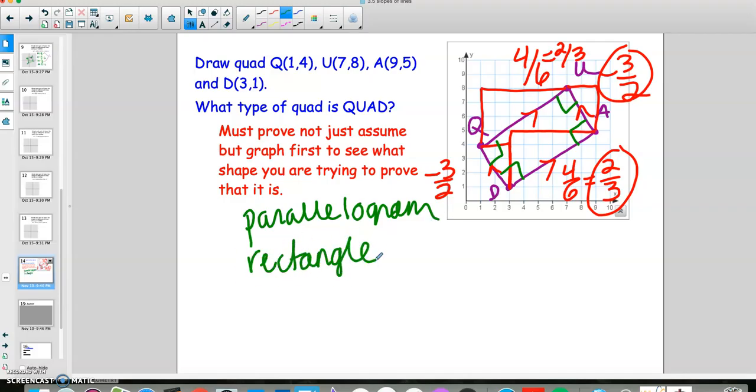Now, why is it not a square? Well, the lengths aren't the same. We can see that. You could totally do the distance formula and prove that false. It's not a rhombus. And trapezoids only have 1 pair of parallel lines. So this is kind of just a preview for next chapter.